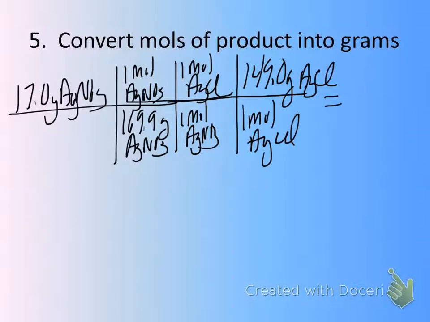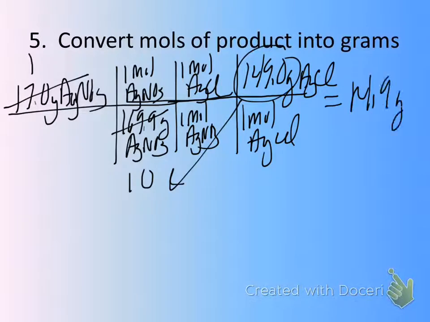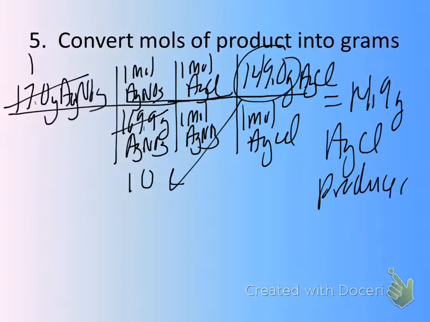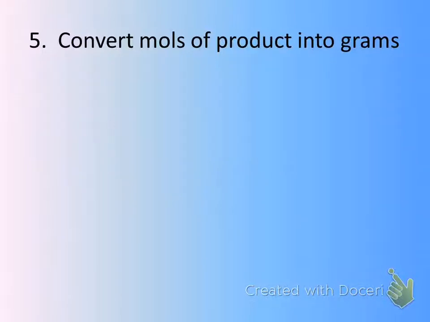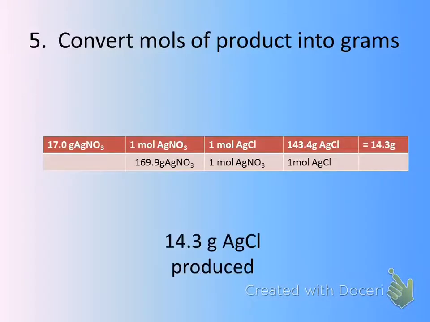So now to do the math. We could see that we can factor out 17 from 170. And so this says we're going to take 149 and divide it by 10. So that gives us 14.9 grams of silver chloride produced. And that's our answer. Oh, it was 143. Sorry about that.